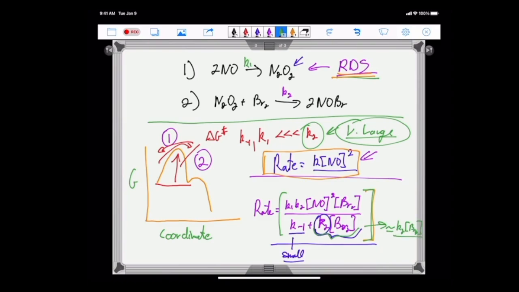That's like saying if the denominator, hypothetically, was 1 plus 50, then that's approximately equal to just 50. We're saying that this part over here, the smaller one, is not as relevant. We can approximate the denominator simply as this second term, the large one. So again, I'm not saying that K minus 1 is 0. I'm saying it's small, in which case this denominator can be simplified as just K2 BR.